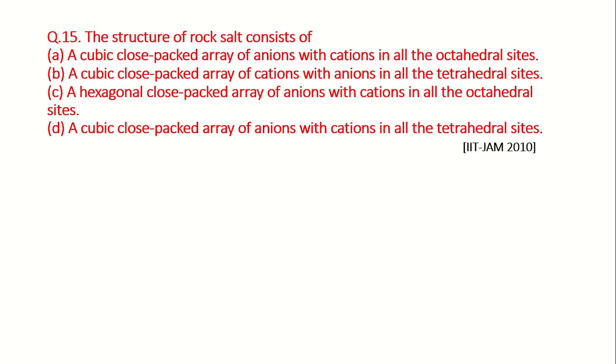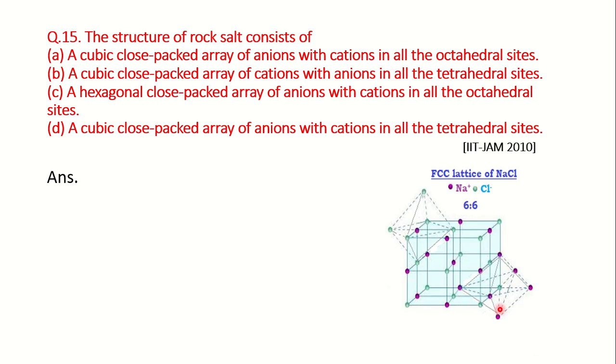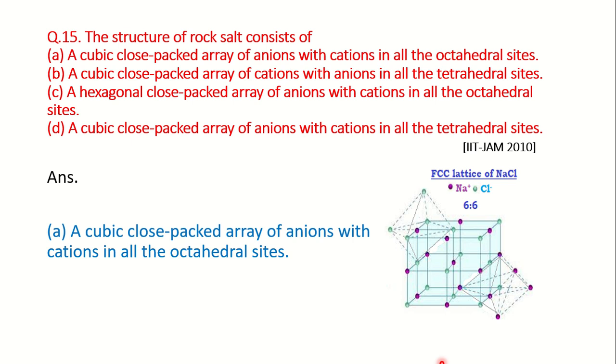Next, this question came in IIT-JAM 2010. The structure of rock salt consists of, rock salt means sodium chloride. You are given 4 options here. We know the structure of sodium chloride. It is like this, and this is actually an octahedron. The sodium ions exist in the octahedral holes of chloride ions, and this is definitely a cubic close packed system. This is not hexagonal. So option A, a cubic close packed array of anions with cations in all the octahedral sites, would be the correct option. So that's all for this lecture.